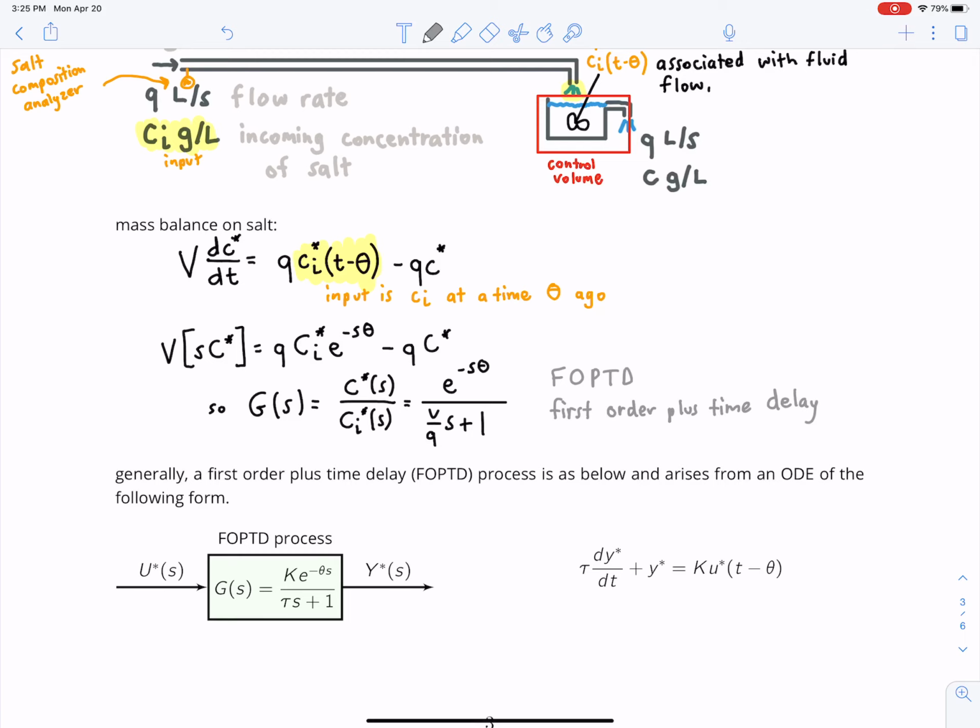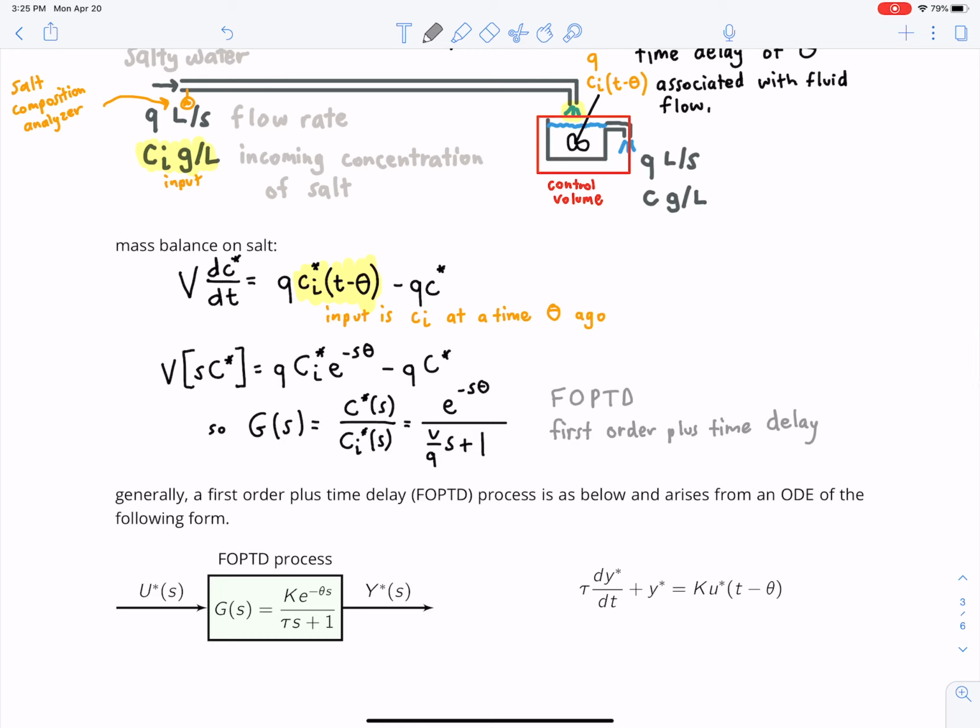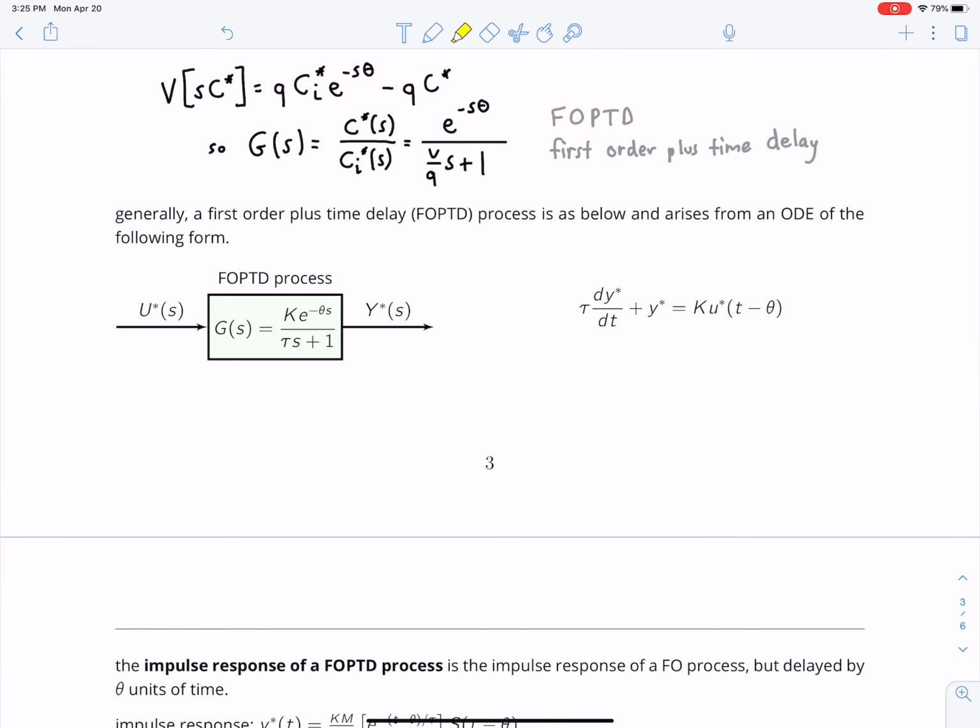So this is a transfer function of first order plus time delay, and these arise anytime when the input to the system is delayed, where there's a delay between the influence of the input on the output, okay? As is here, because the input takes a while to travel to the tank. Now, generally, they arise from ODEs that look like this, okay? So, as I said, right here, the influence of the input, U star of t, is delayed by a time theta, and that could be from fluid flow.